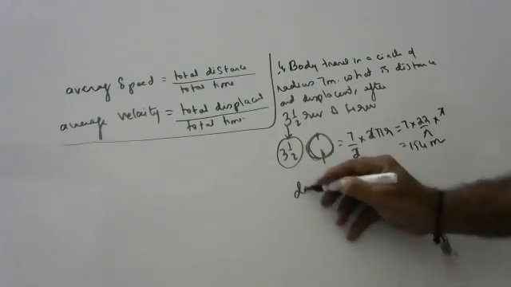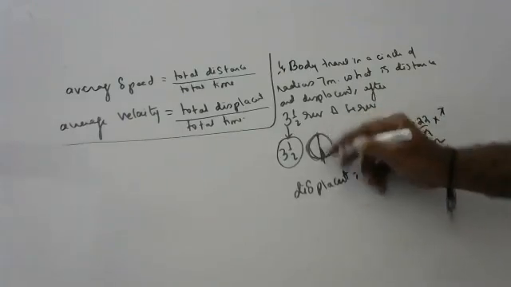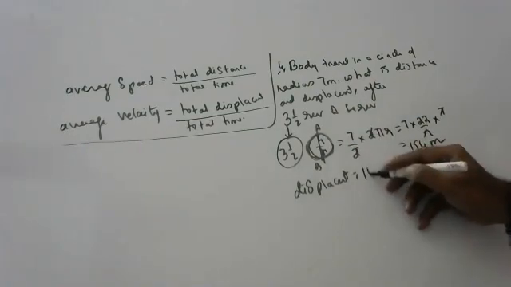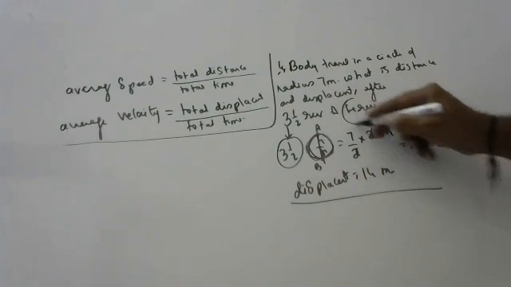Can anyone say what is the displacement? From here to here, A to B. It is 7 plus 7. How much, children? 14. So 14 meters. Now, for 4 revolutions.